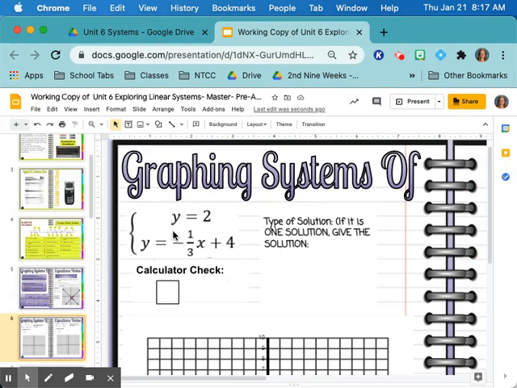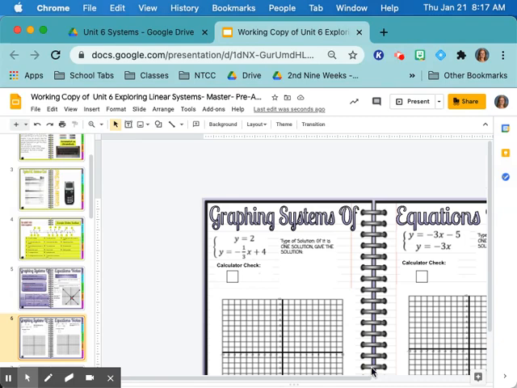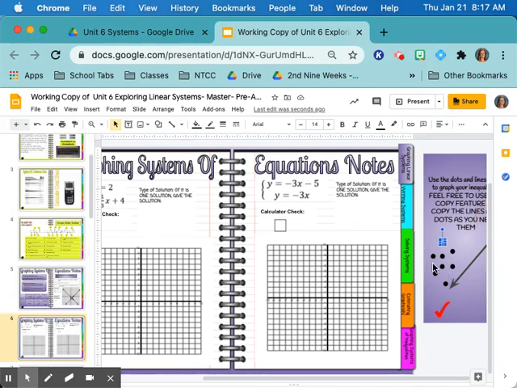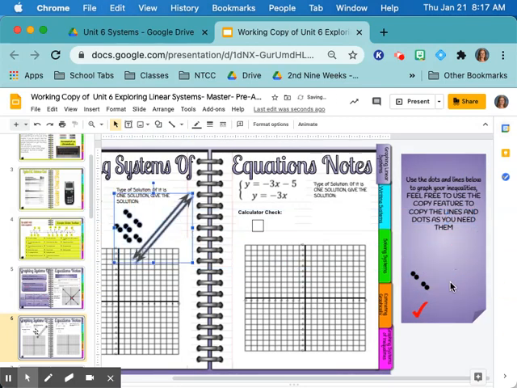Okay, we have y equals 2 and y equals -1/3 x plus 4. See if I have any points over here. Yeah, I got some points. I'm going to grab these points and that line, copy and paste, and maybe I can drag it over here.